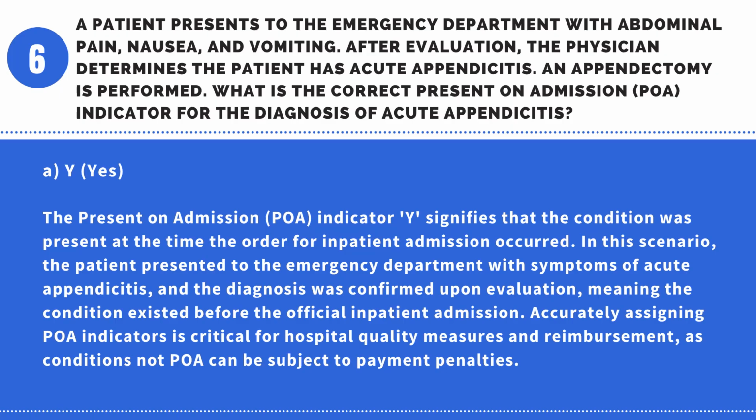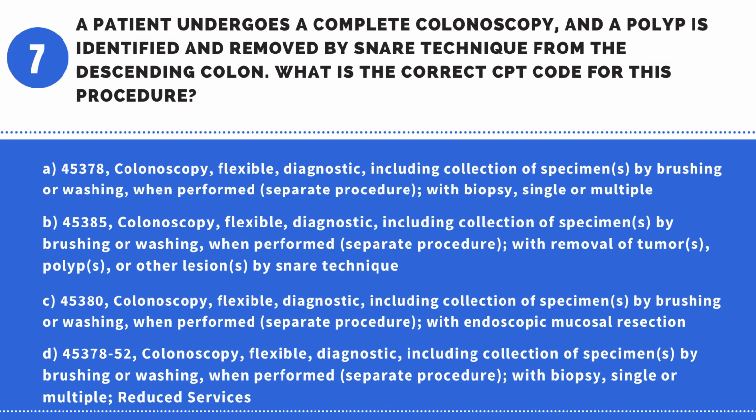Question 7. A patient undergoes a complete colonoscopy, and a polyp is identified and removed by snare technique from the descending colon. What is the correct CPT code for this procedure? A. 45378, colonoscopy, flexible, diagnostic, including collection of specimens by brushing or washing, when performed, separate procedure, with biopsy, single or multiple.